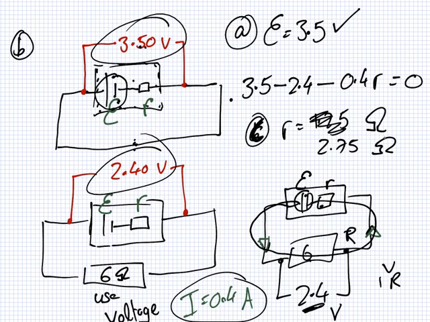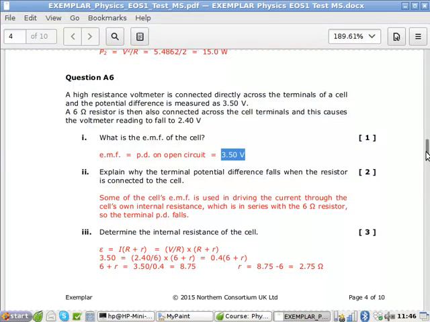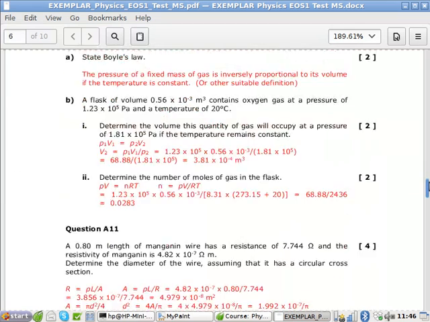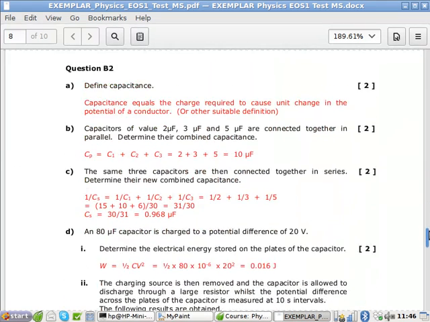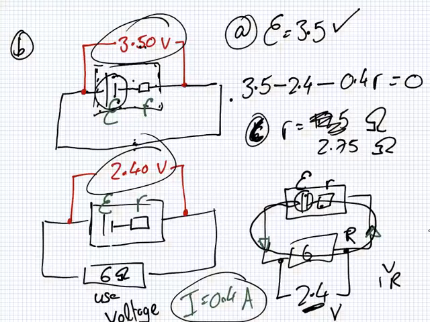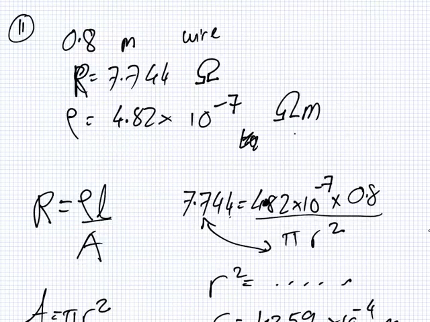Okay, what's the next electricity question then? B2. Okay, I won't look at the answers. Right, the first one was define capacitance. What did you write down, Fuan? I copied it. Good, that's fine. You can copy it from your notes. Okay, what's the next part? Part B.